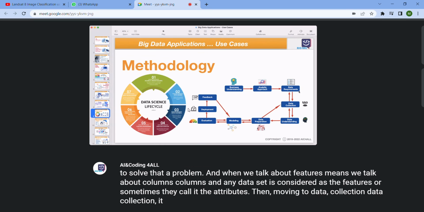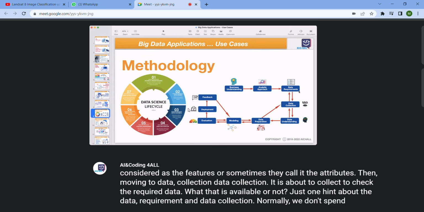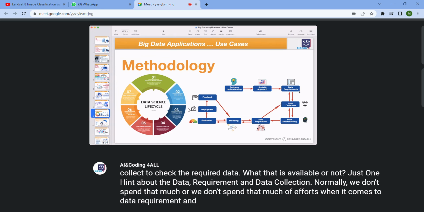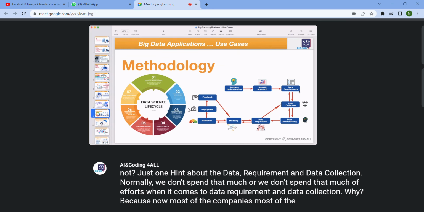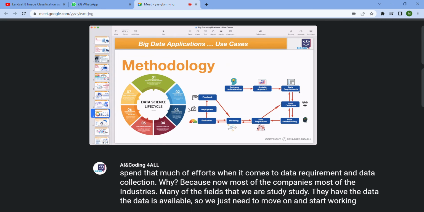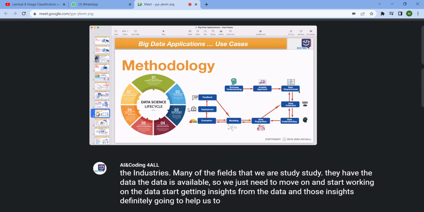Data collection is about checking whether the required data is available or not. Just one hint about data requirements and data collection: normally, we don't spend that much effort on them. Why? Because most of the companies, most of the industries, and many of the fields that we study now have the data. The data is available, so we just need to move on and start working on the data, start getting insights from it. And those insights are definitely going to help us to improve things and to make recommendations, or at least to solve the problem.